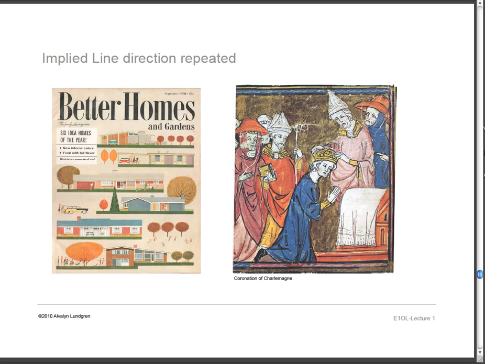Better Homes and Gardens from the 1950s, repeated direction, horizontal all the way through. And we look at an illuminated manuscript illustration that depicts the coronation of Charlemagne, and he was, what, about 300? Somewhere, he was like medieval times. And there's directions repeated here. Obviously, Better Homes and Gardens, it's all horizontal.